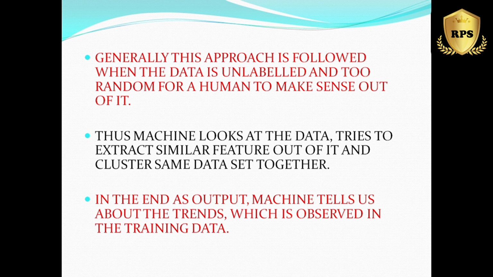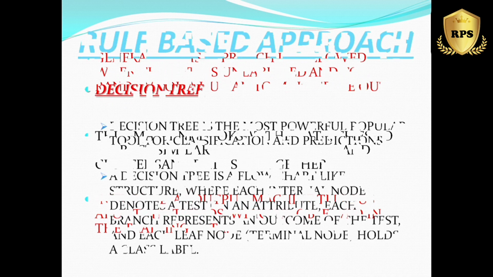Thus the machine looks at the data, tries to extract similar features out of it and clusters the same data together, just as I have told you. In the end, as output, the machine tells us about the trends which are observed in the training data.